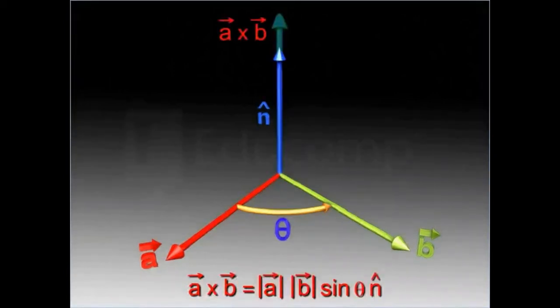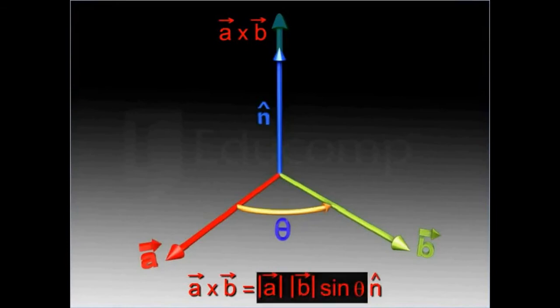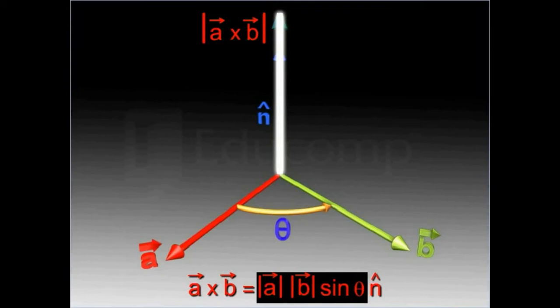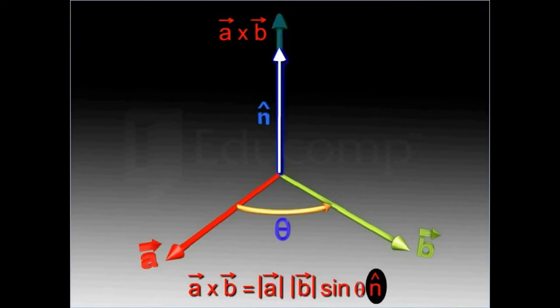Product of the magnitudes of vector A, vector B and sine theta represents the magnitude of vector A cross vector B, and the unit vector n represents the direction of the vector A cross vector B. Notice that cross product of two vectors gives another vector, and hence it is also known as vector product.